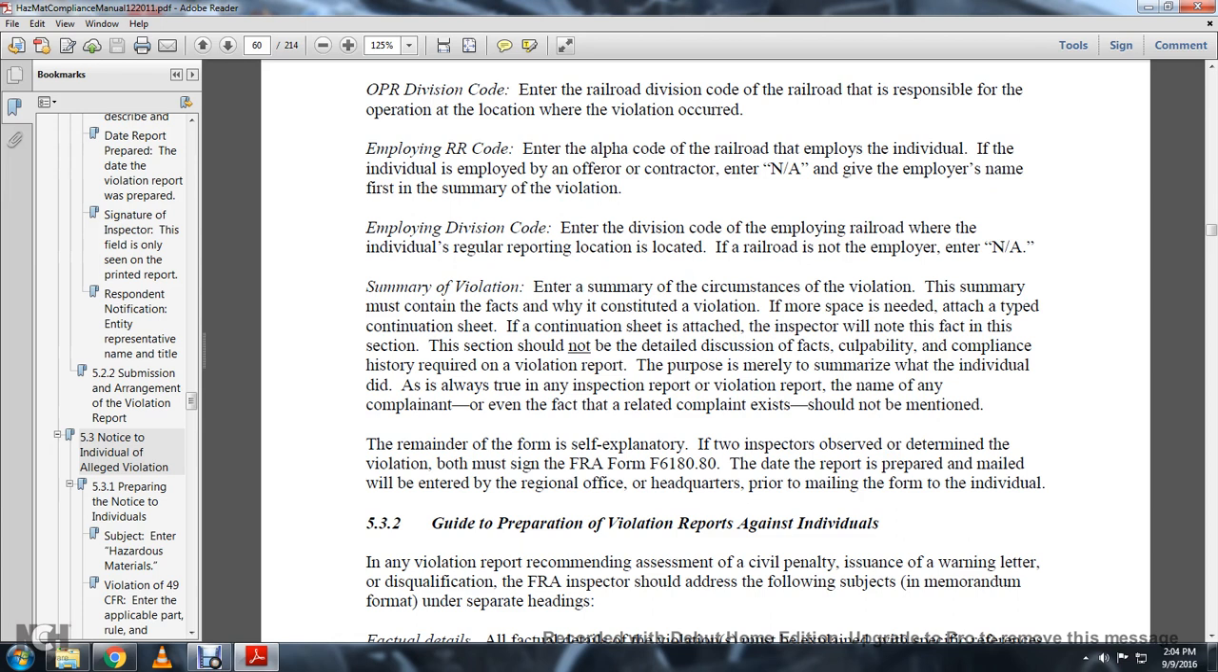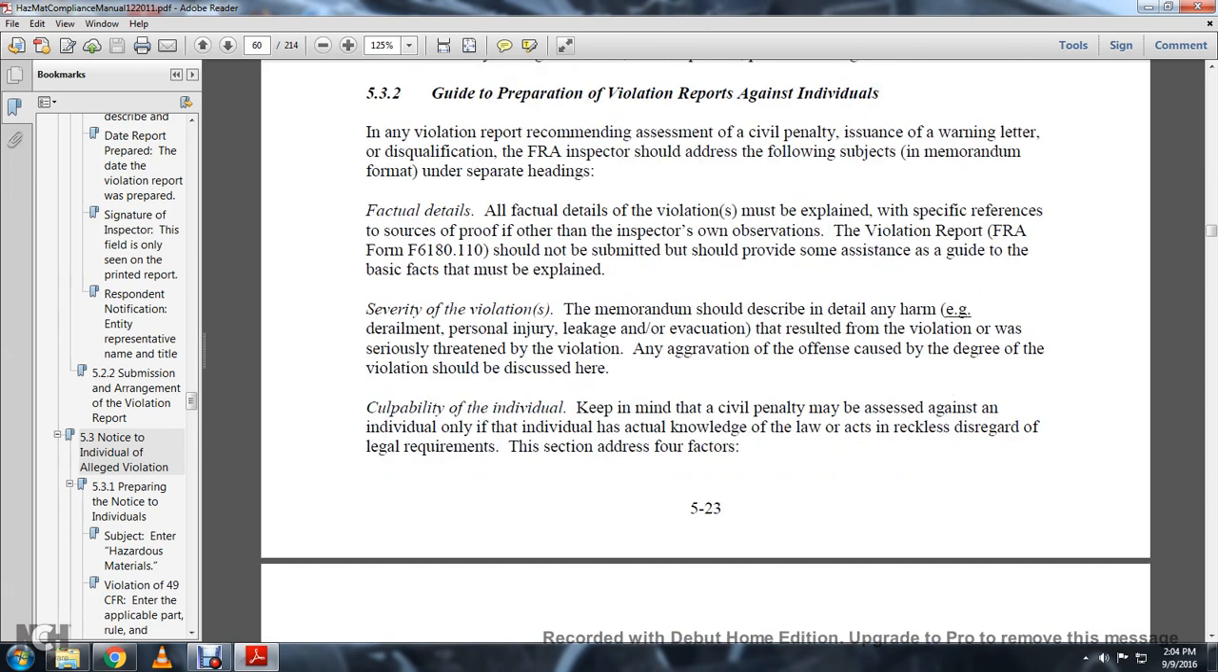The two inspectors determining the violation must be assigned the FRA 618080. The date of the report prepared by mail is entered by the regional office at headquarters prior to mailing the form to the individual. Section 532: Guide for the preparation of violation reports against individuals.